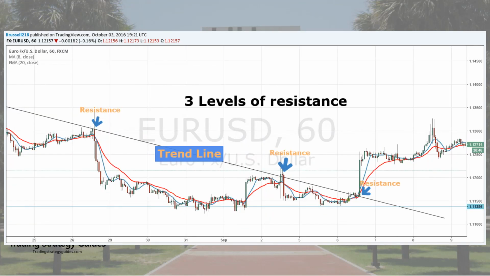And here's a 1-hour chart. This is just to get another perspective of this downtrend. It's good to do this to completely confirm this trend by identifying 3 levels of resistance. Trading with trend lines is not easy. That's why it's important to have a clear system of step-by-step rules to make it easy for you to follow.